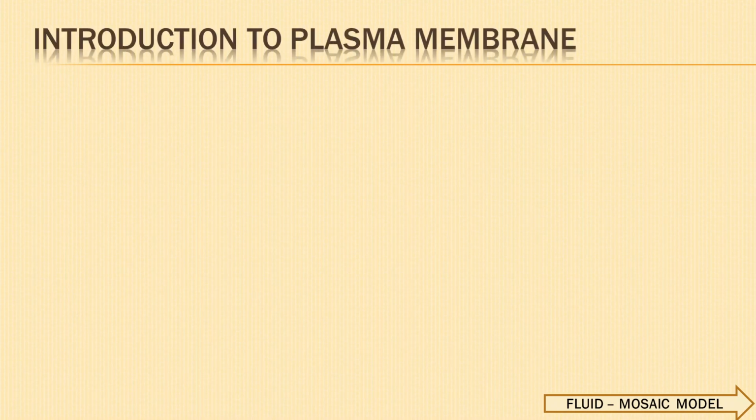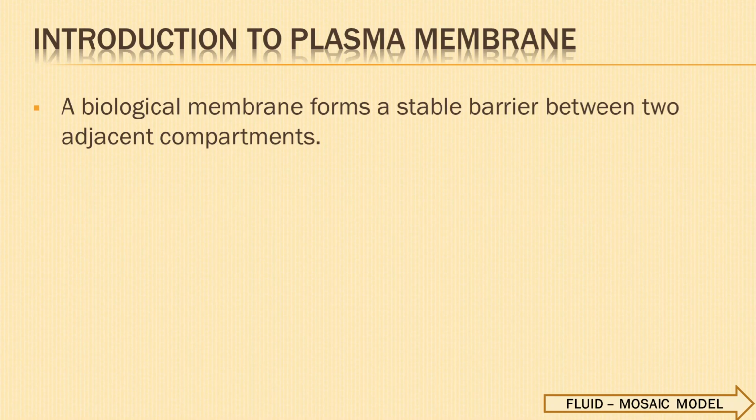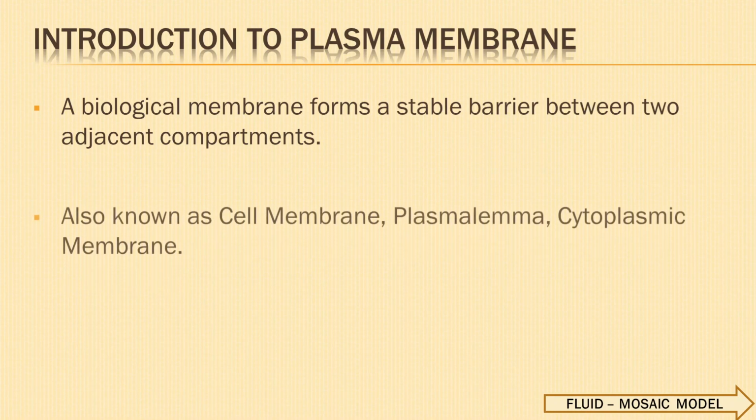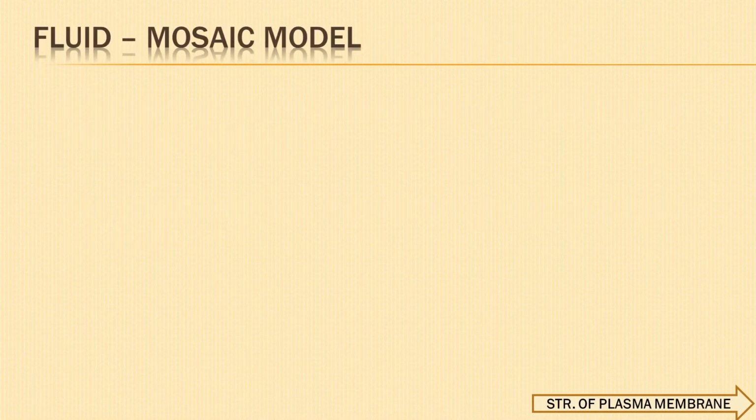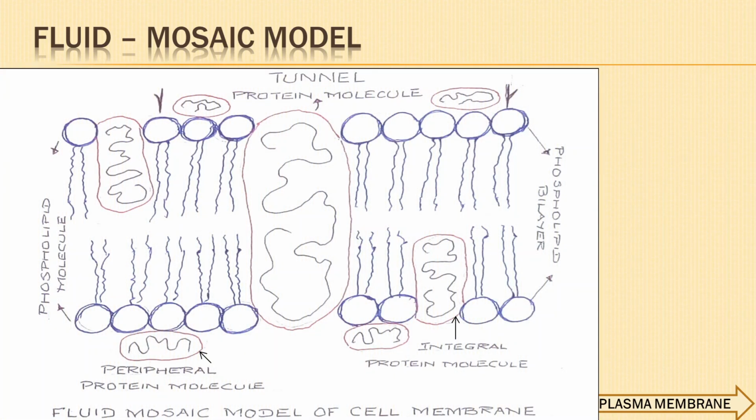plasma membrane. Plasma membrane is a biological membrane which forms a stable barrier between two adjacent compartments. It is also known as cell membrane, plasma lemma, cytoplasmic membrane. Now let's study fluid mosaic model with the help of diagram. This model was proposed by Singer and Nicholson in 1972.